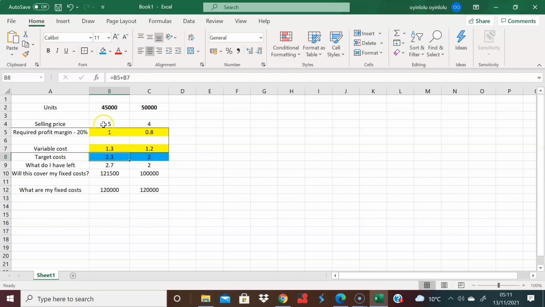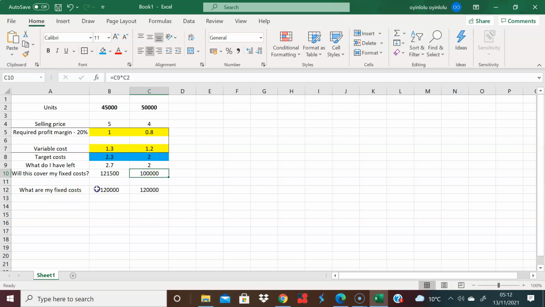Well, if you're making 5 and you have to cover those, you have £2.70 left on each unit, and you have £2 here. Now, I'm going to sell 45,000 units, right? If I sell 45,000 units at £2.70 each, I have left 45,000 times £2.70. So I have 121,500 left after covering these variable costs. That's what I have left. And here you have 100,000 left.